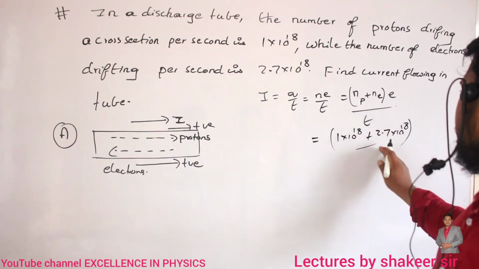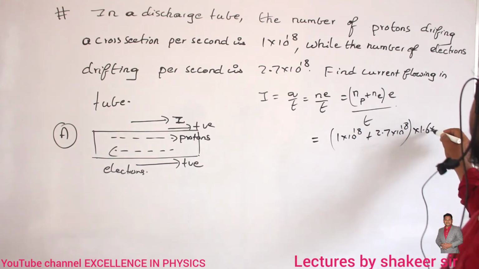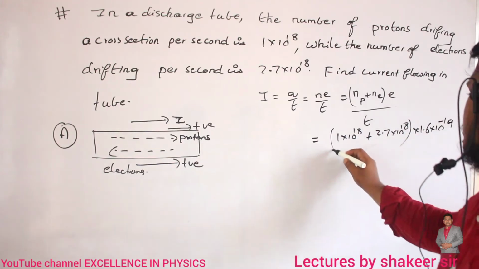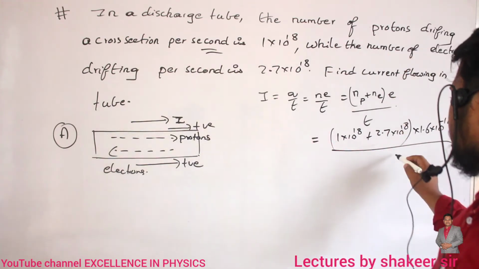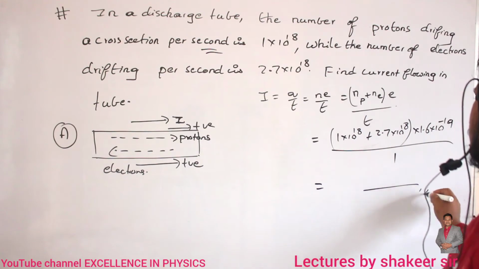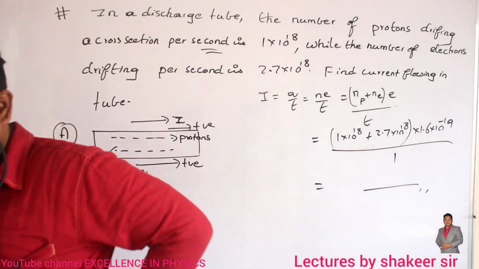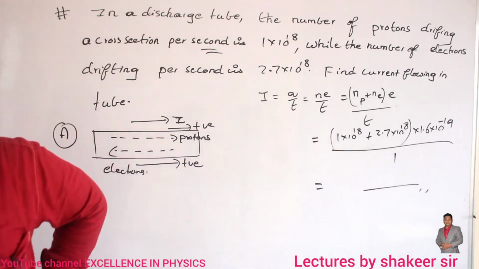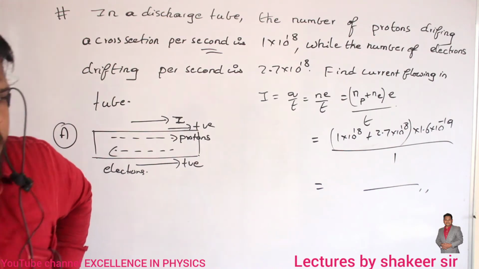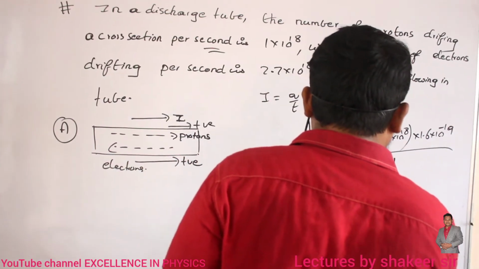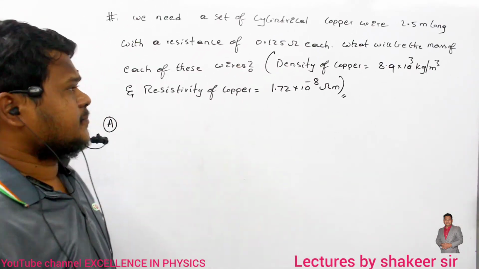Multiplied by E. E means the charge of each electron or each proton, which is equal to 1.6 into 10 power minus 19 coulombs, divided by the time taken. Time taken is already given as 1 second, so divided by 1. Do this total calculation. That will be the total current flowing through this cross section. If you solve this, the answer you should get is 0.592 amperes. So this is the given question.